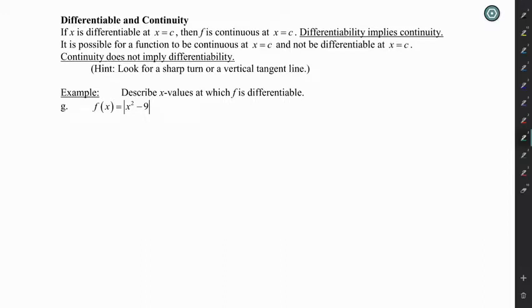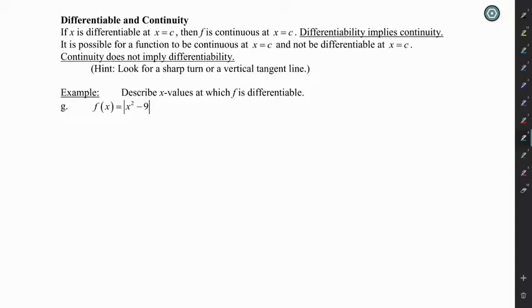When we talk about differentiable and continuous functions, if a function is differentiable, it means that we are capable of taking the derivative of that function at a specific point. If a function is differentiable, it means that it is continuous at that point, which means differentiability implies continuity. However, it is possible for a function to be continuous at a point and not differentiable at a point. So continuity does not imply differentiability.